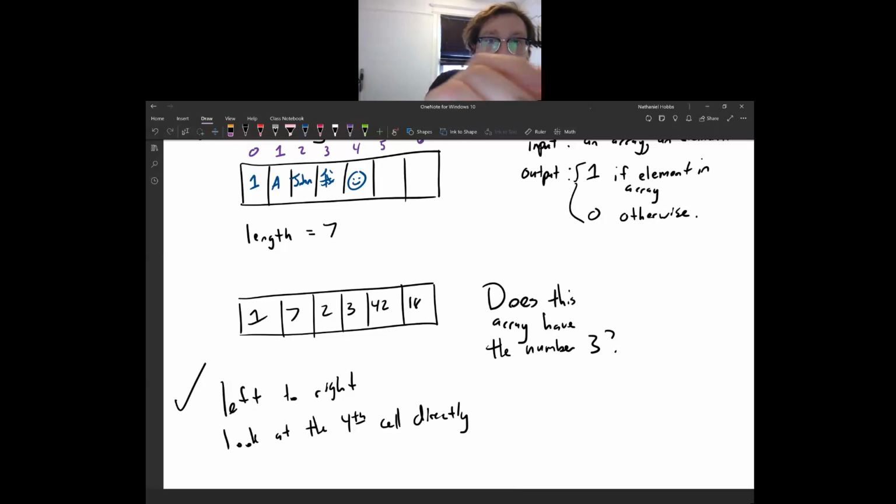So this, actually, I'll keep that. Look at the fourth cell directly. So this doesn't work.